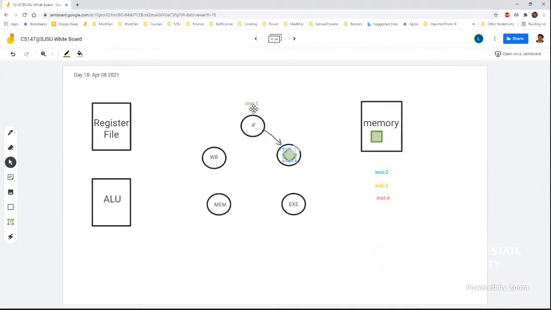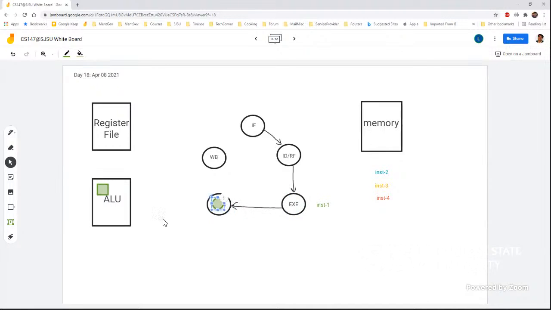Next, your instruction is in the instruction decode phase, and resource-wise you are using the register file at that point. Then the processor moves into the execution phase, and resource-wise you are using the ALU. And then, next clock cycle, it goes into the memory phase.